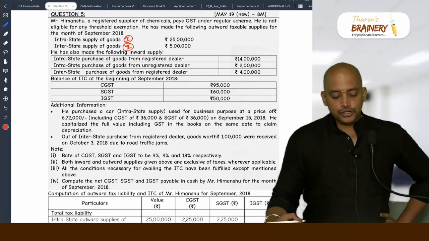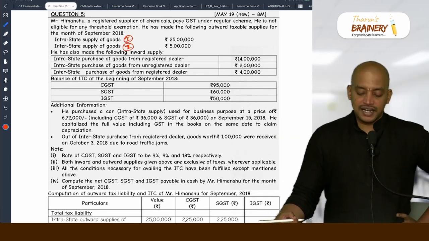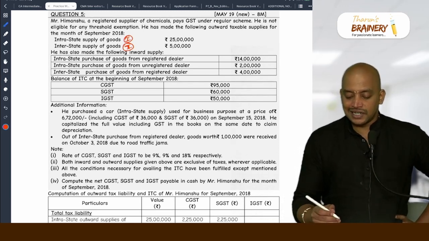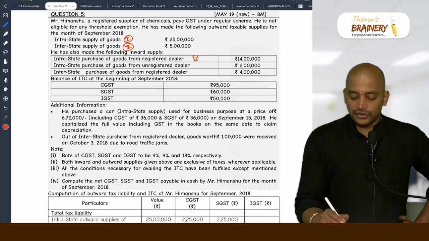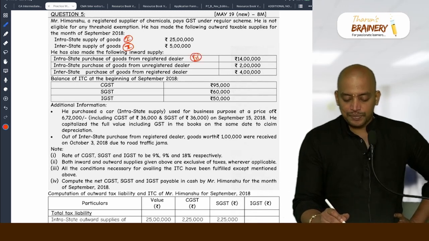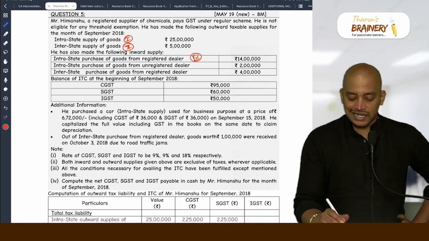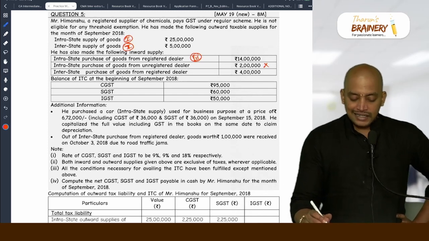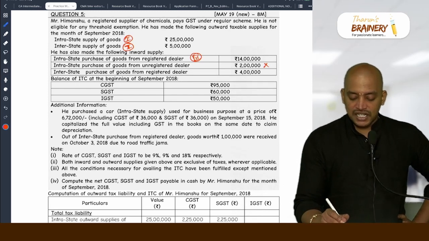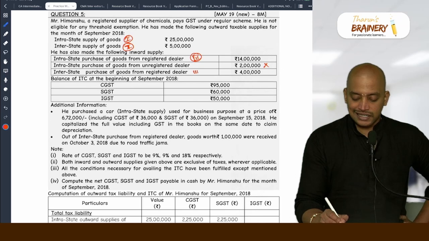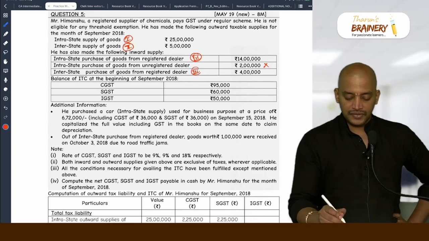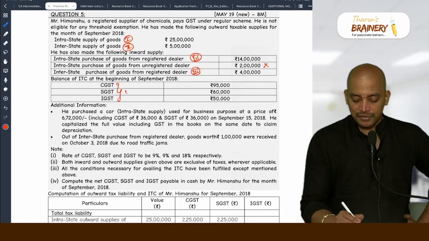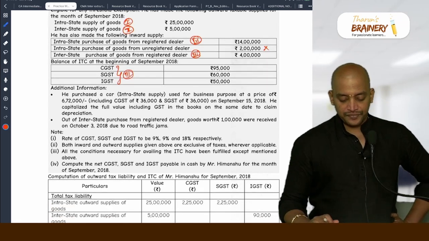Then he has also made the following inward supply. Intrastate purchase of goods from a registered dealer, statement 3. Intrastate purchase of goods from an unregistered dealer, first of all no GST. Interstate purchase from a registered dealer, statement 3. Balance in ITC, so this will also come in statement 3.